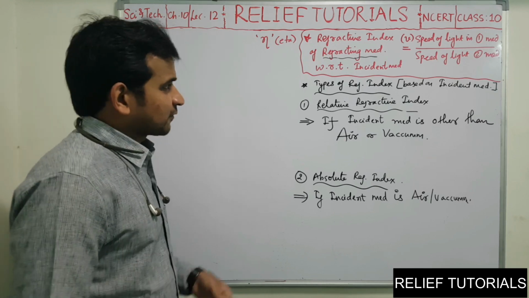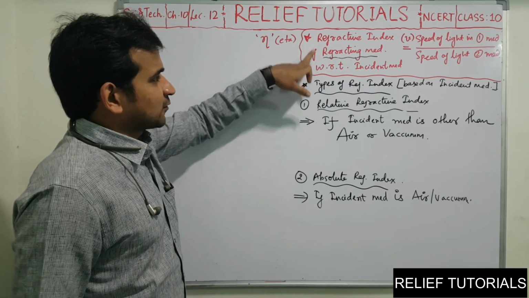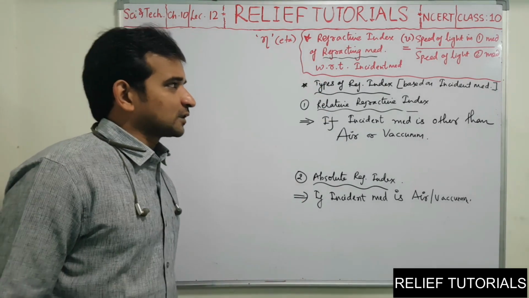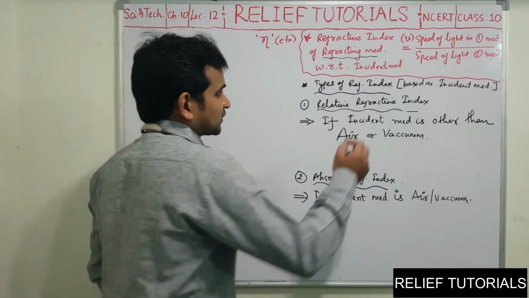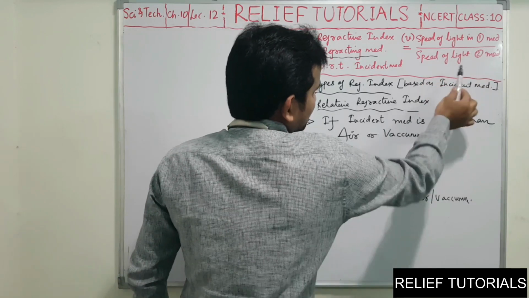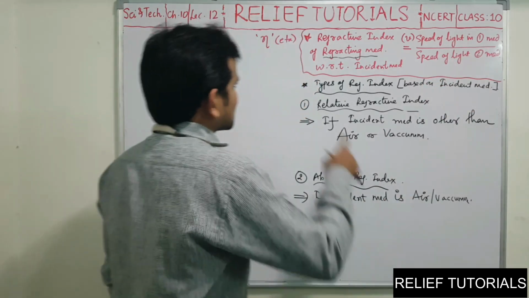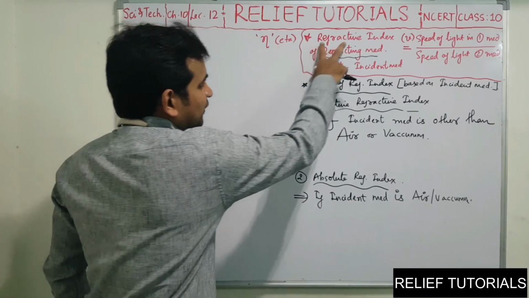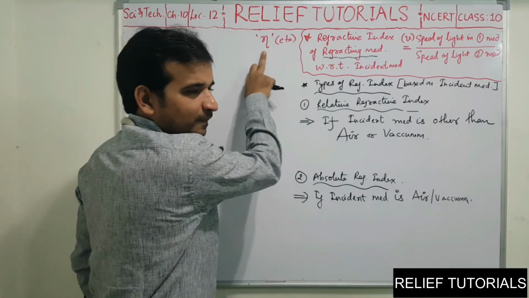In the last lecture, we were discussing the refractive index of the refracting medium with respect to the incident medium, and we have seen the general formula for that: speed of light in medium 1 upon speed of light in medium 2. The symbol for refractive index is eta.